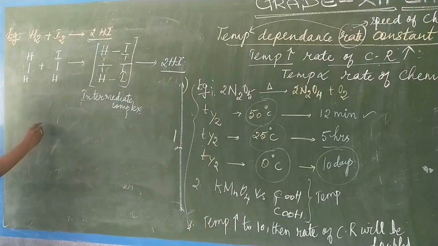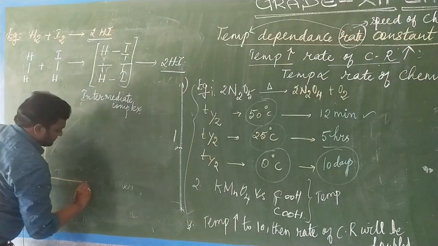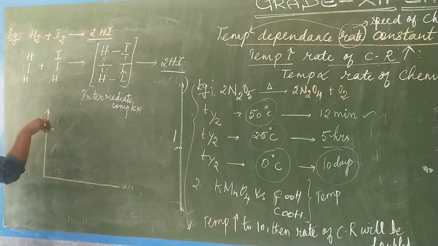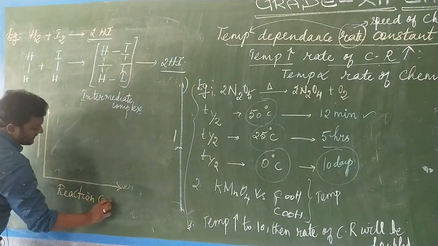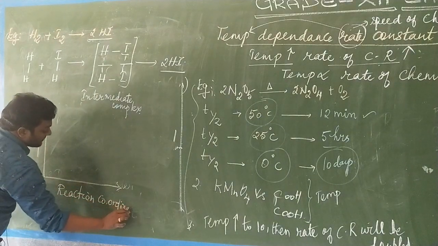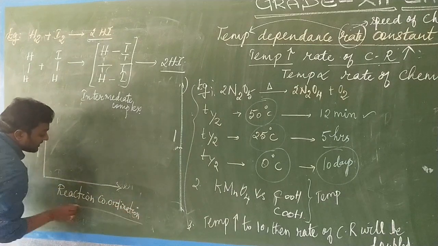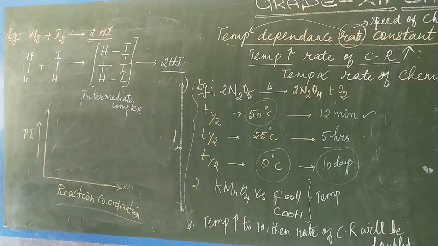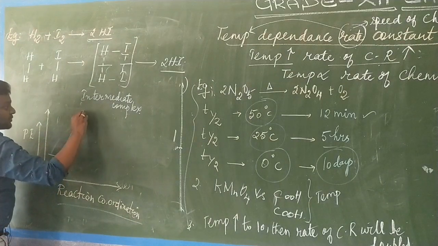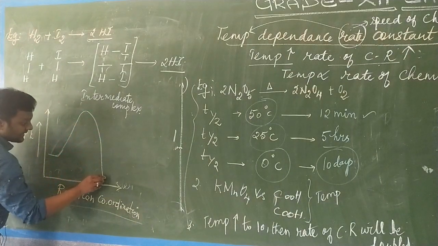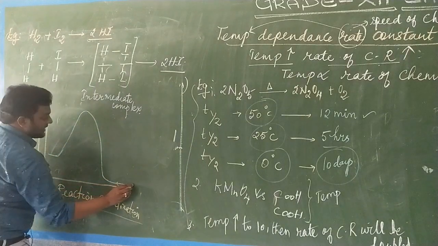Now for this we have a graph. In the graph, I am taking this as the potential energy, and this is called the reaction coordinate. Reaction coordinate is the progress of the reaction taking place at different energy ranges. Now the reaction starts and proceeds till here. Again there is a decline, and finally the product is formed here.